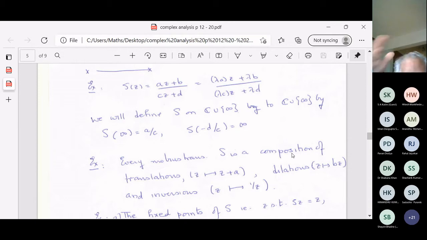Okay, sine z. I had asked this question last time. What happens to sine z? What happens to cos z? What happens to e to the z? Okay, these kind of things.